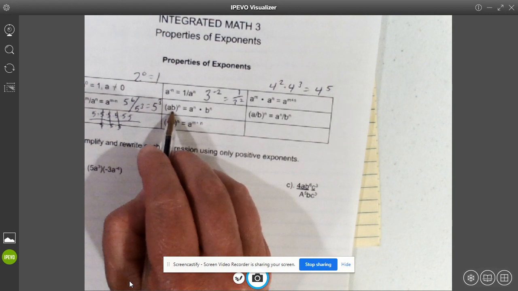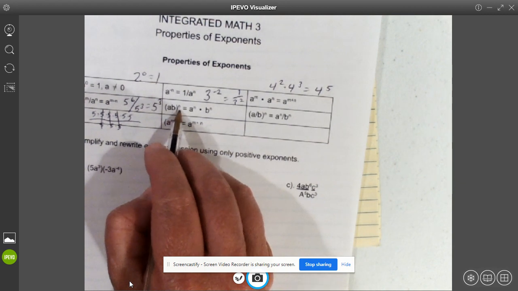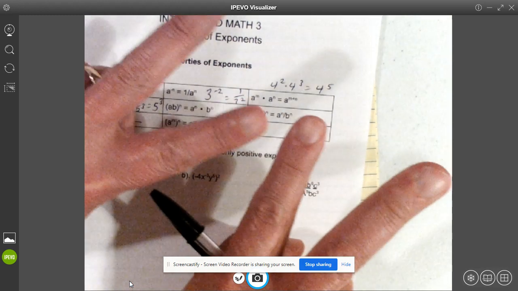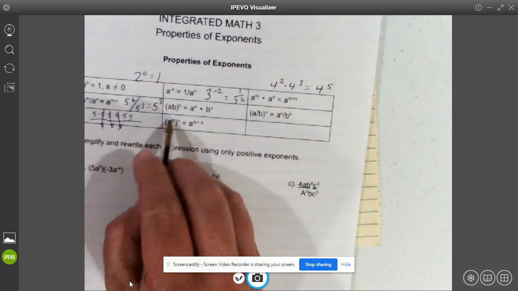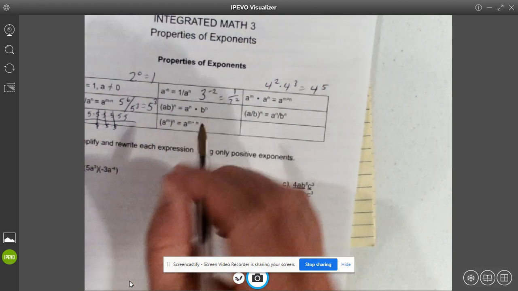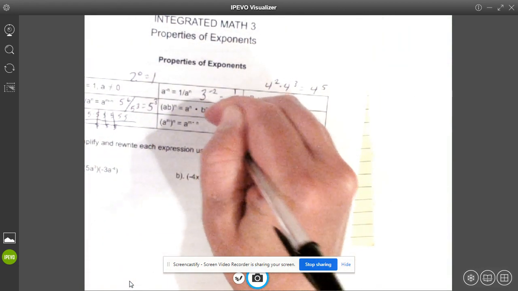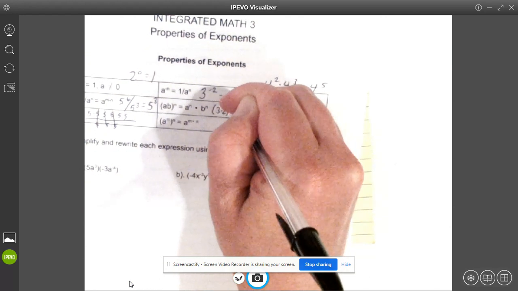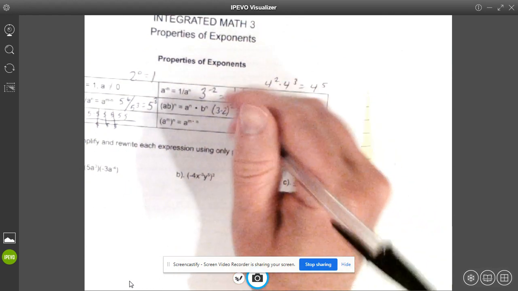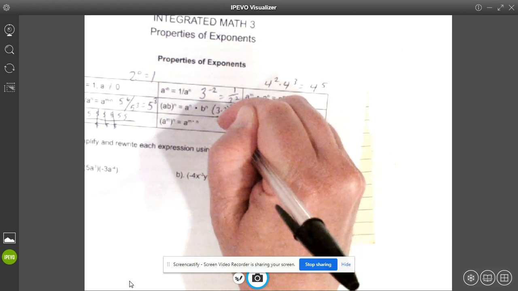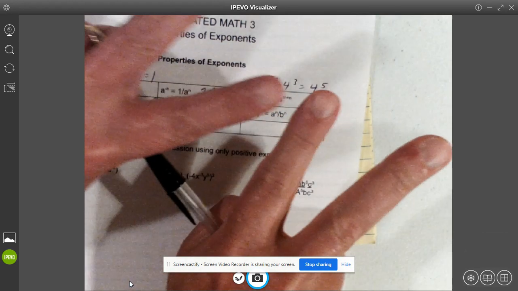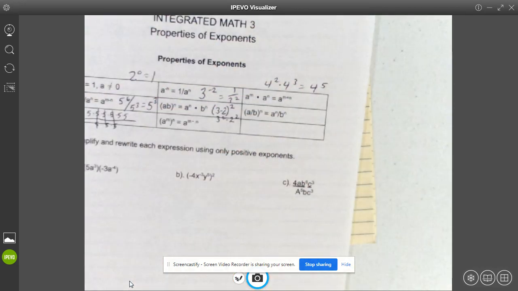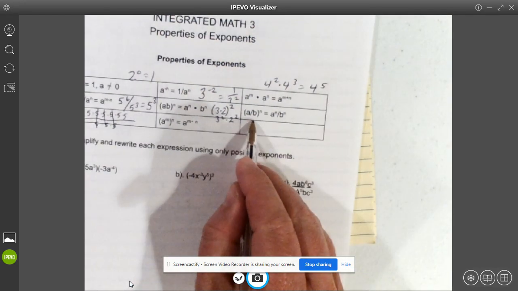This next one, if I am multiplying two things inside parentheses, and then that's raised to an exponent, I can distribute that exponent to both of those things, but that only works for multiplication. So in other words, if I have 3 times 2 to the second power, that is 3 to the second power times 2 to the second power. I can distribute that exponent through there. I can also do that for division.